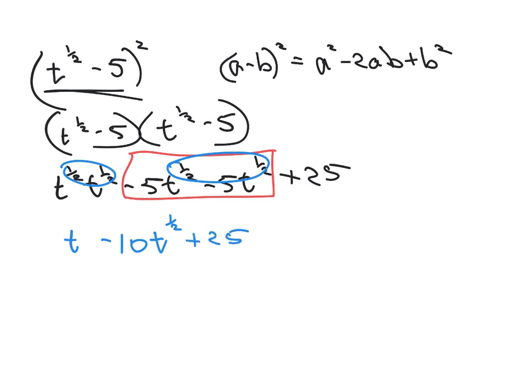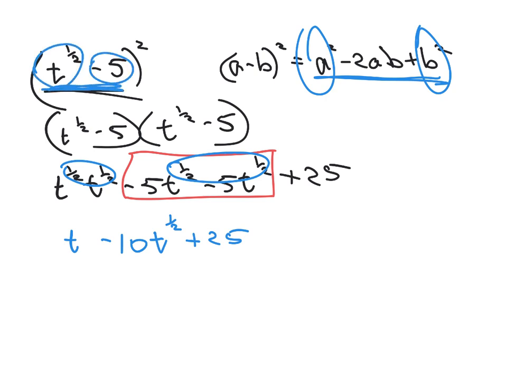And then we have 25. Okay, if we do the same thing with the other formula, we square the first term, square the last term, and multiply negative 5 and t to the 1/2 together, then multiply it by 2, and I get the same thing. But I would just stick with the FOIL method just because it's easier to remember than that other formula. That brings us to example 5.